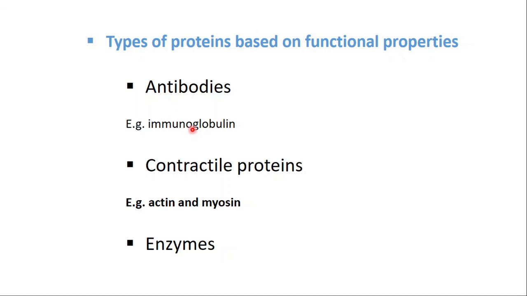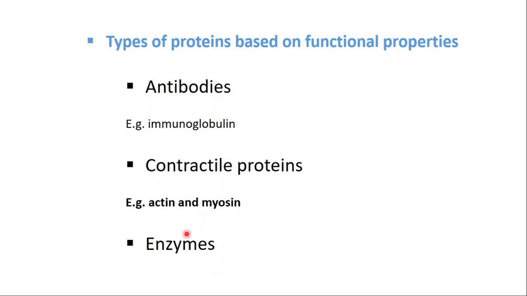So, what kind of work can they perform? They can act as antibodies. There are various types of antibodies generated in the body to fight against various diseases. Immunoglobulin is one such example. Another type is contractile proteins like actin and myosin. And enzymes: all enzymes are proteins, but not all proteins are enzymes.